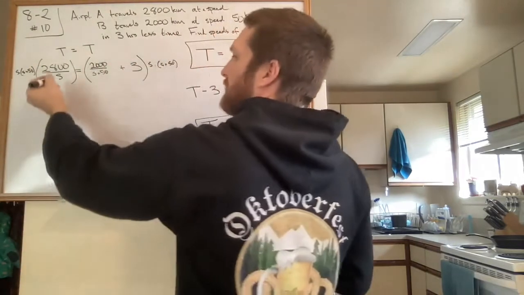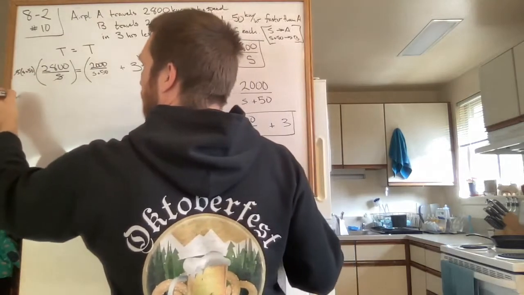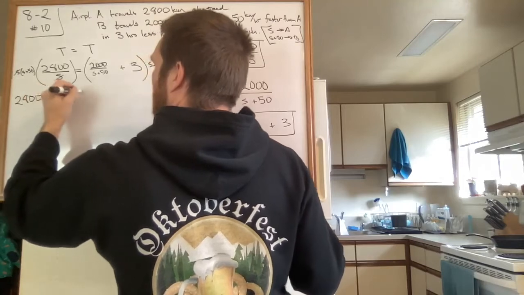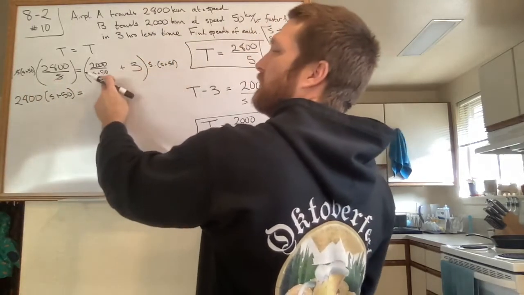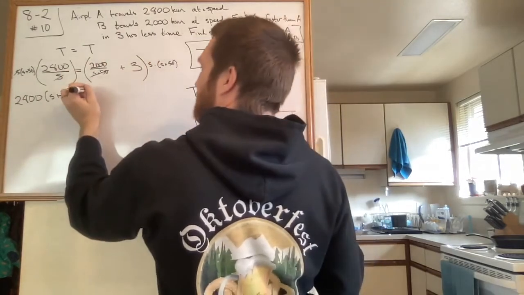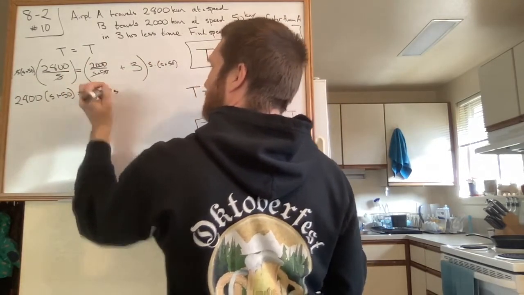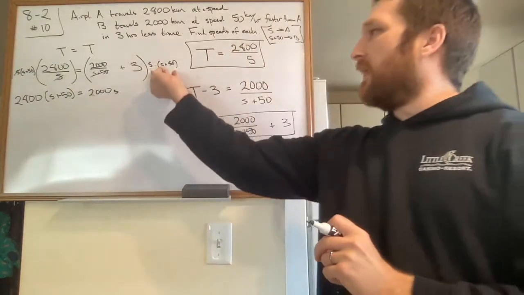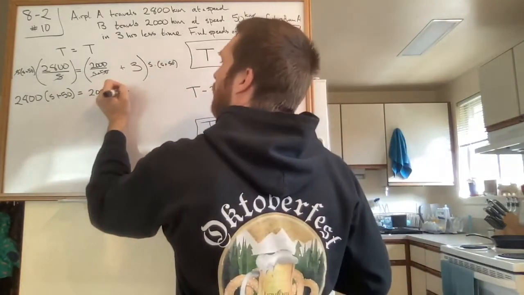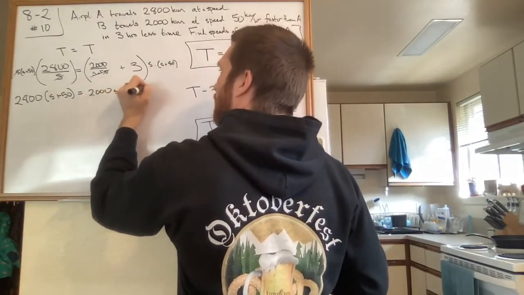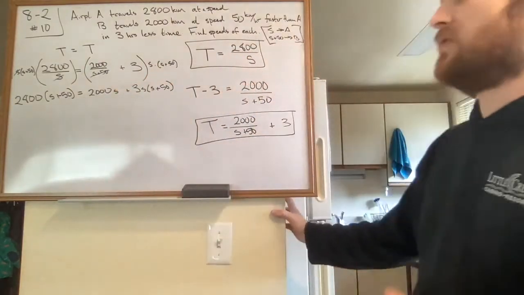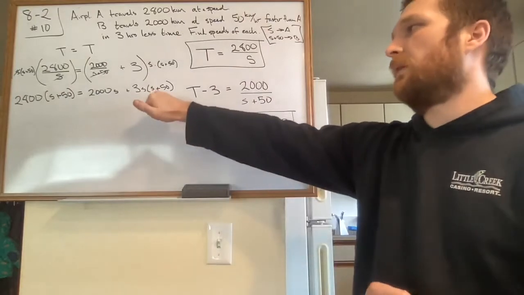Okay. S is over here, cancel, and I'm left with, I'm going to write the number first, 2,800 times S plus 50 equals, okay, the S plus 50 jumps over, cancels with that guy. All that's left is an S, and so 2,000 S. Now, that whole thing jumps over and hits there, and we have 3 times S times S plus 50. Okay, and I can see this is going to be a quadratic, right? That's going to give me a squared term.